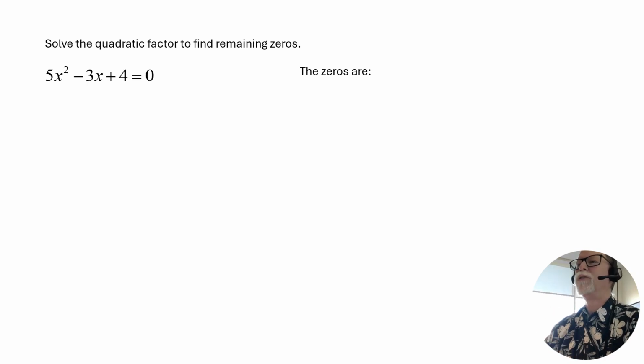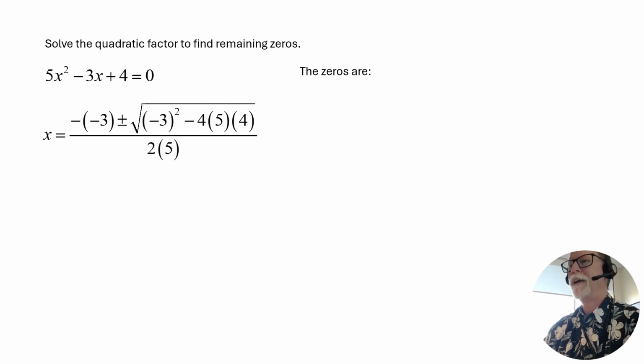Now I am going to set that quadratic equal to 0. And looking at it, I don't think it factors like that. Maybe it does. Try it. I don't think it does. I know it doesn't because I've already got the answer. So I'm going to go right to the quadratic formula.